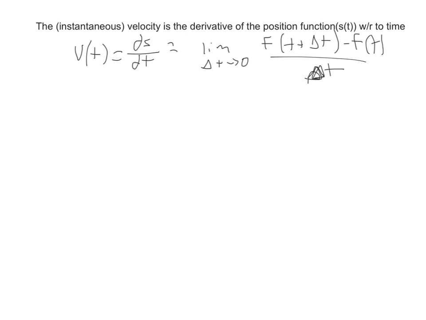Speed, absolute value of velocity, is equal to the absolute value of your velocity function. Or if you prefer, the derivative of the position function with respect to time, the absolute value of that. And you've got to get into the habit of seeing these two different symbolisms and knowing that they both mean the same thing. V of t, velocity with respect to time. ds dt, the derivative of the position function with respect to time, but we know that the derivative of the position function is the velocity function.